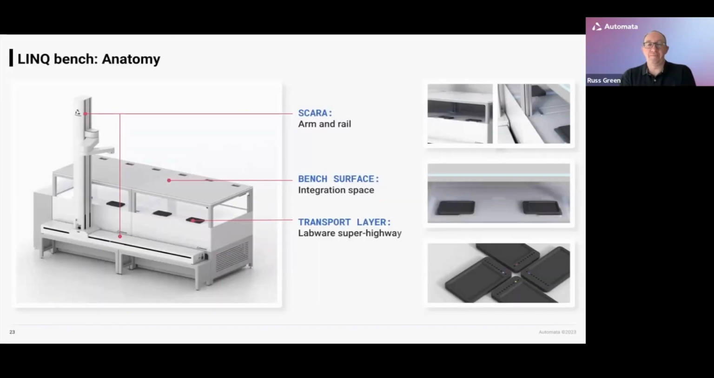What that actually looks like is there are three main components in the Link bench. We have the bench surface, which is our main integration space, where we're going to place most of the devices that we integrate together to build all the capabilities for an end-to-end process. We utilize a SCARA robot, which is a 4-axis robot that will pick up labware and really tend to those devices. And this is our main area for this robot, is to tend to the devices.